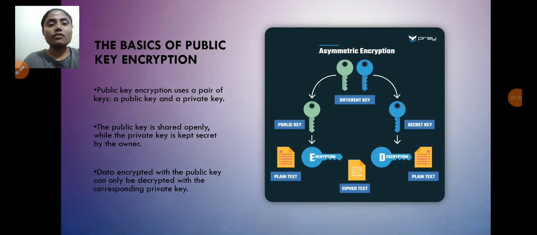The basics of public key encryption. Public key encryption uses a pair of keys, a public key and a private key. The public key is shared openly while the private key is kept secret by the owner. Data encrypted with the public key can only be decrypted with the corresponding private key.